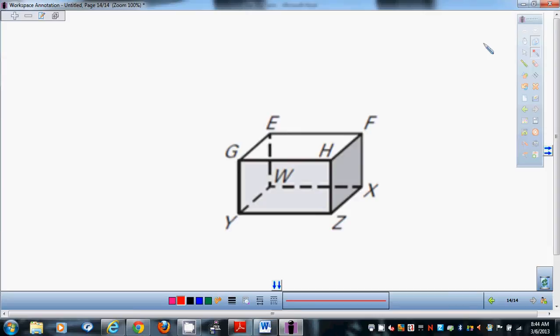It might also ask, name a plane perpendicular to HFXZ. What's the perpendicular plane to that one? HFXZ.